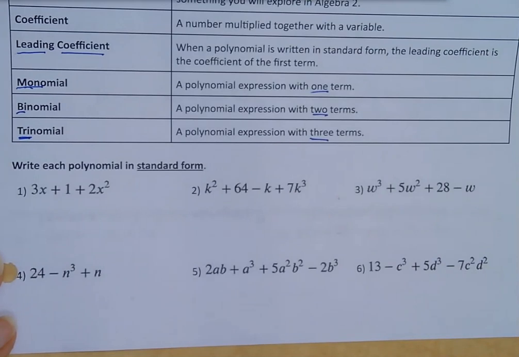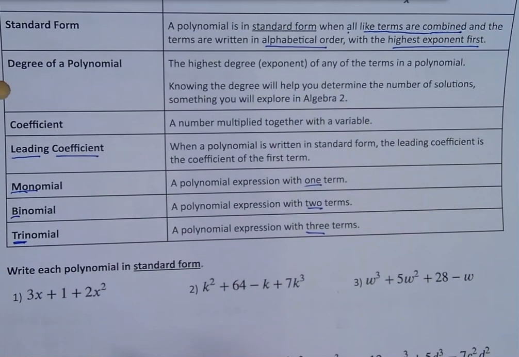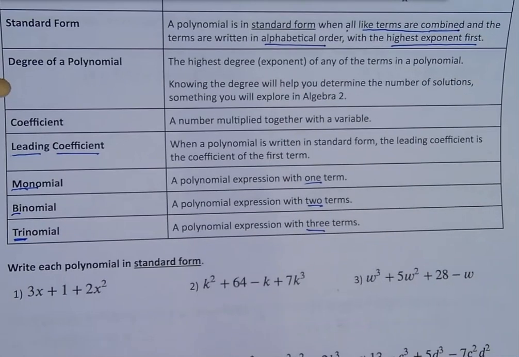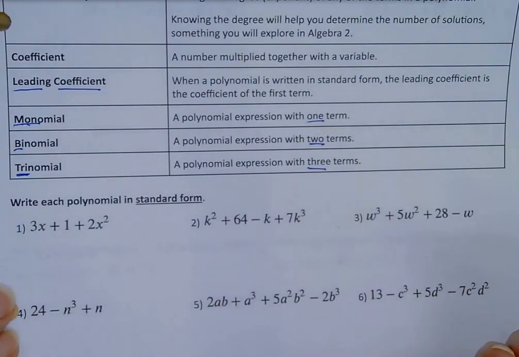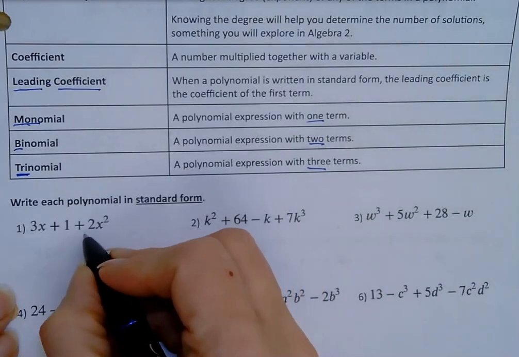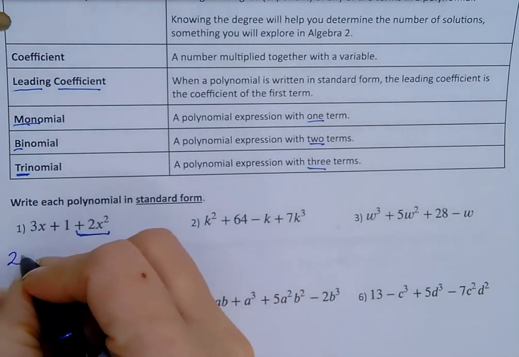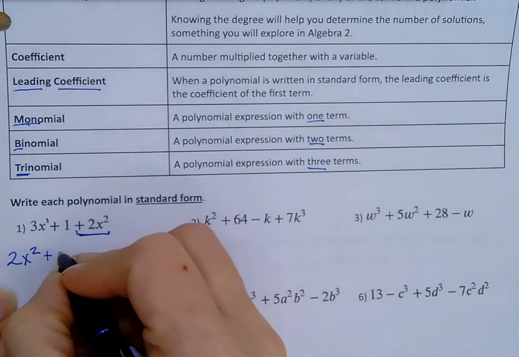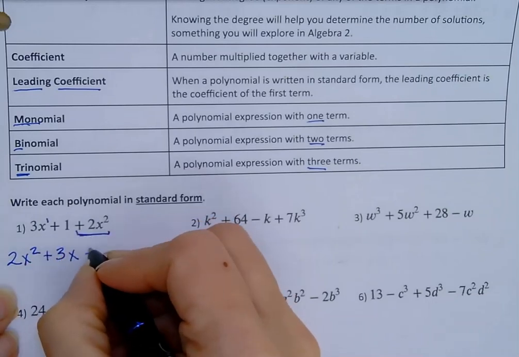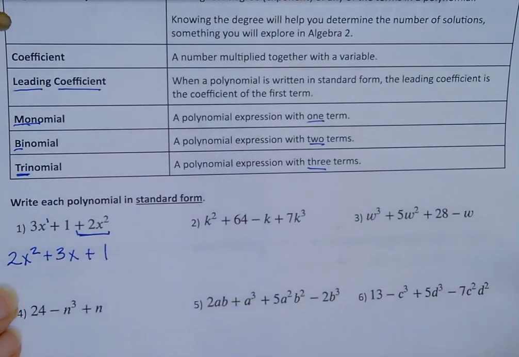All right, if I want to write each one of these polynomials in standard form, we said that our standard form, right at the top here, is a polynomial written in alphabetical order with the highest exponent first. So I have to look here. I only have the variable x, so luckily I don't have to worry about alphabetical order. But this is my highest exponent right here, so my term is positive 2x squared. I'm going to start with that, and then I go in descending order. This is 3x to the 1, so that's plus 3x. And then I follow it up with just my constant 1.